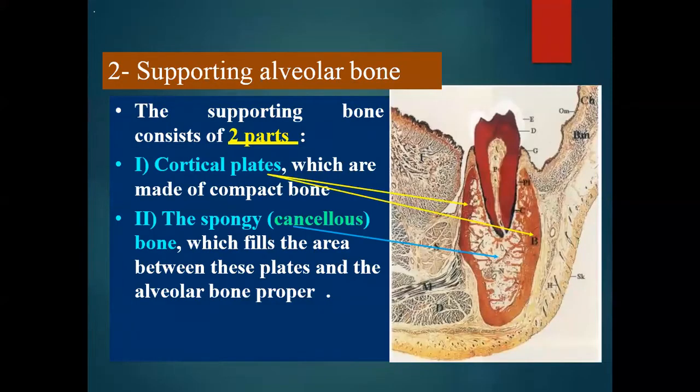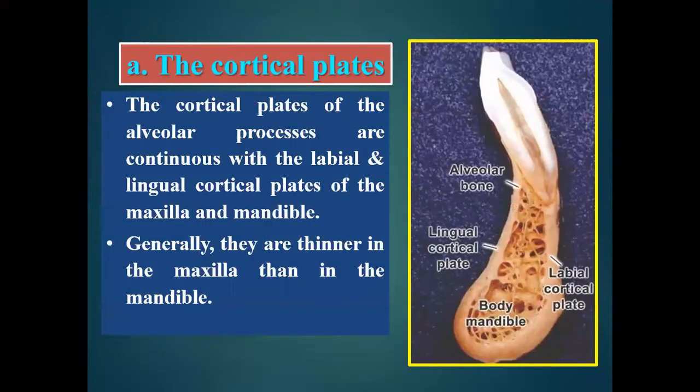Next we come to the supporting alveolar bone. The supporting alveolar bone consists of two main parts: the cortical plate, and the spongy bone which fills the area between the plate and the alveolar bone proper. The cortical plates of the alveolar process are continuous with the labial and lingual plates of the maxilla and mandible. We can see the dissection section of the cortical plate, where we can see the labial cortical plate and the lingual cortical plate. Generally, they are thinner in the maxilla than in the mandible.